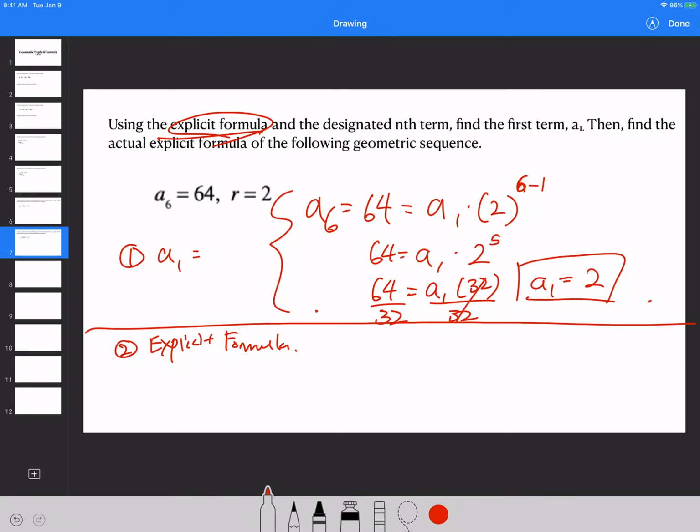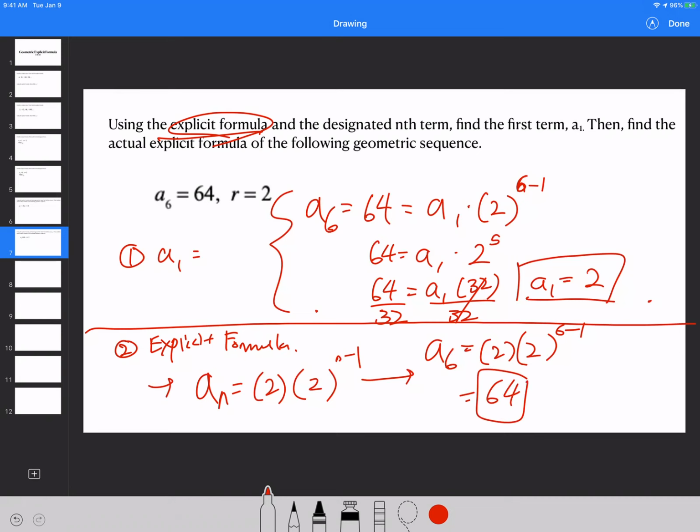Next, now using the a sub 1, you can just write down the explicit formula as such. a sub n is equal to the first term times the common ratio 2 raised to the power of n minus 1. And notice that if I do n equals 6, 2 times 2 to the 6 minus 1, you should get 64, which matches with the description. That's a way to check your answer also, to make sure you did it right.